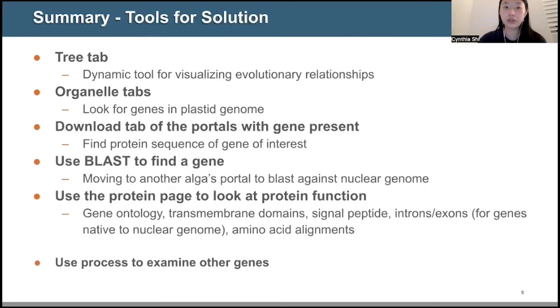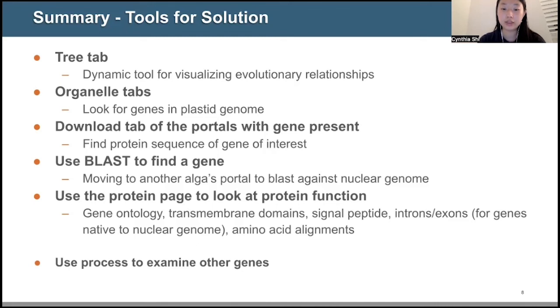So first, we used the tree tab as a dynamic tool for visualizing the evolutionary relationships. Then we used the organelle tab to identify an interesting gene. Then the download tab to get to the amino acid sequence of the protein that gene encodes. The gene we looked at today, YCF4, is in the chloroplast of Chlamydomonas, so we downloaded it from that portal. The gene is absent in the chloroplast of Micromonas, but instead found in its nuclear genome.